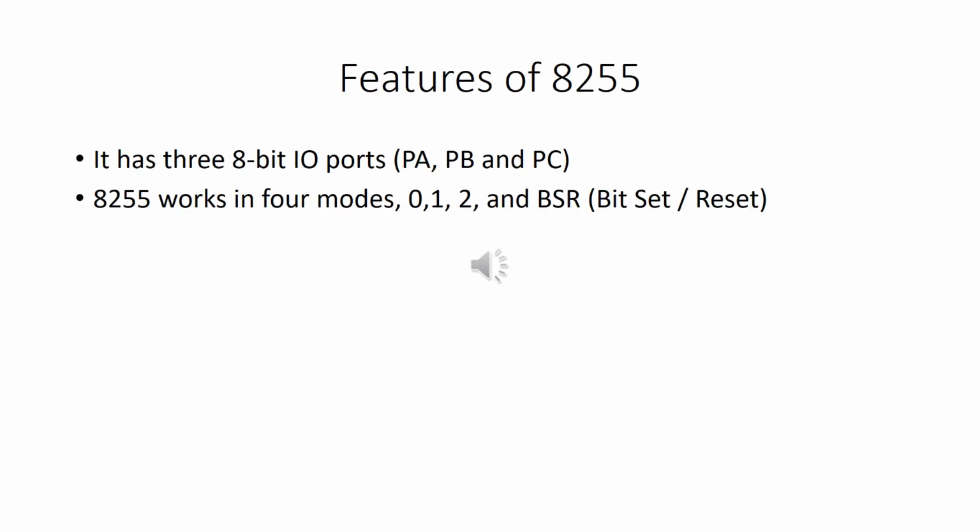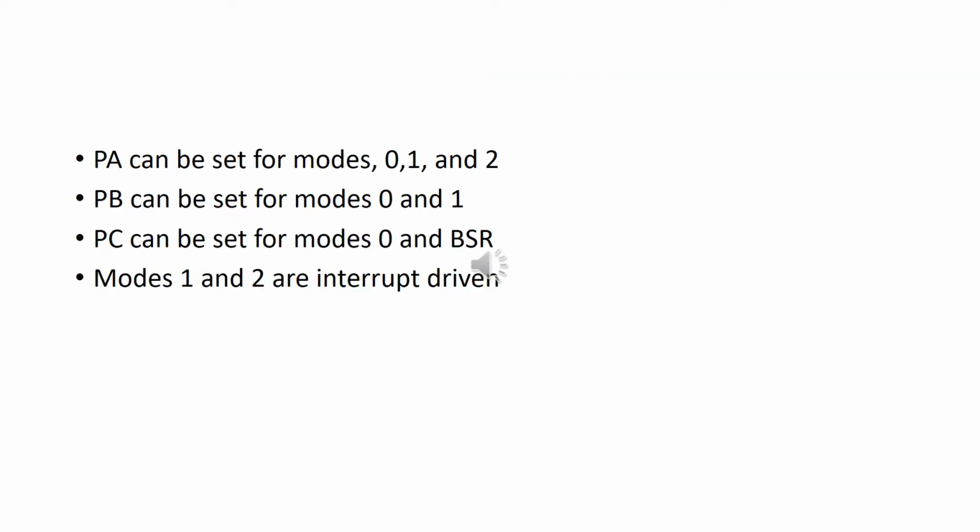Let's see the features of the 8255. As I told, it has 3 ports, PA, PB and PC, and it works in 4 different modes, 0, 1, 2 and the BSR mode. BSR stands for bit set reset mode. Now let us see how these ports work with the different modes. The port PA can be set for 3 modes, 0, 1 and 2. PB is meant for 0 and 1. PC can be set for the modes 0 and BSR. Now modes 1 and 2 are interrupt driven. Let us see them in detail.